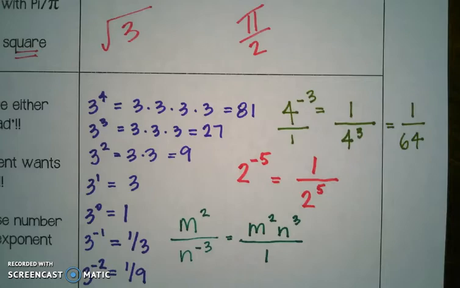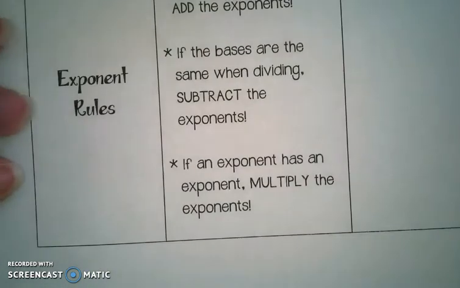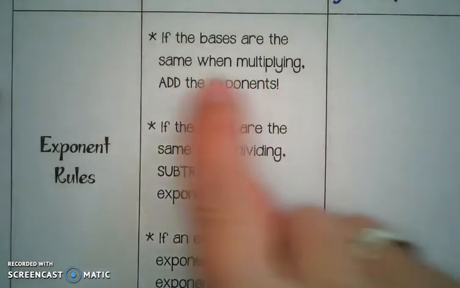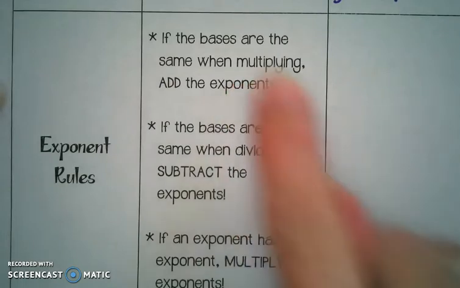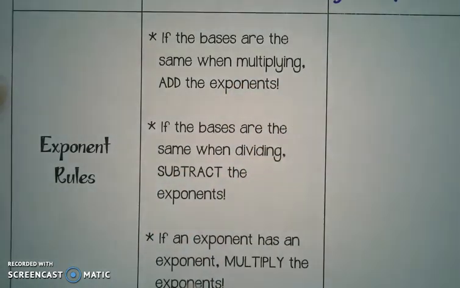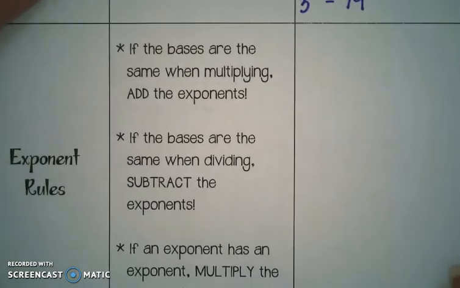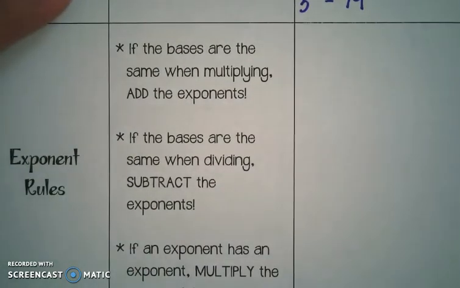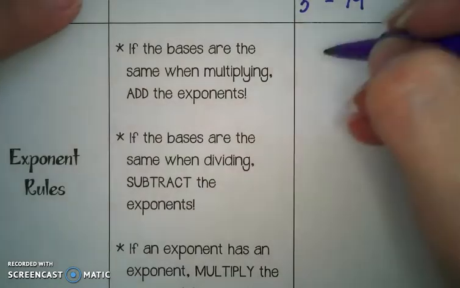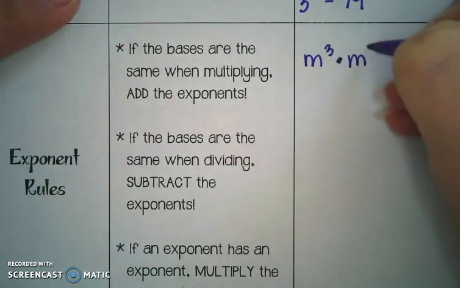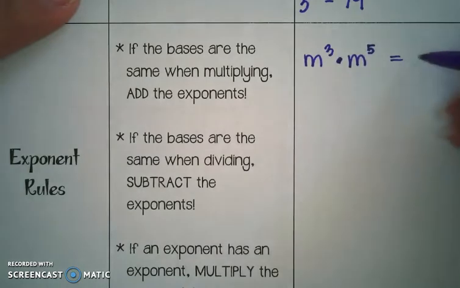All right, let's continue with the exponent rules. We learned 3 major rules of exponents. One is when we're multiplying, one is when we're dividing, and then one is when an exponent has an exponent. So let's start off at the top. And again, if you need to pause the video to get all of the information filled in, then please do. If the bases are the same when multiplying, we add the exponents together. So let's say we had m to the third and we're multiplying it by m to the fifth. That is going to end up being, if we had m to the third, that would be m.